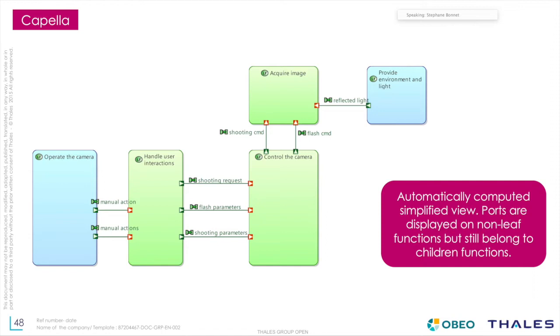Because we don't have delegation mechanisms, and because functions are only grouping of elements, we're able to compute simplified views. So the ports that you see here on control the camera, acquire image, and so on, are actually not the ports of these three functions. They are the ports of the children leaf functions of these ones. The fact that they are displayed here is just a graphical trick that allows to produce simplified views.